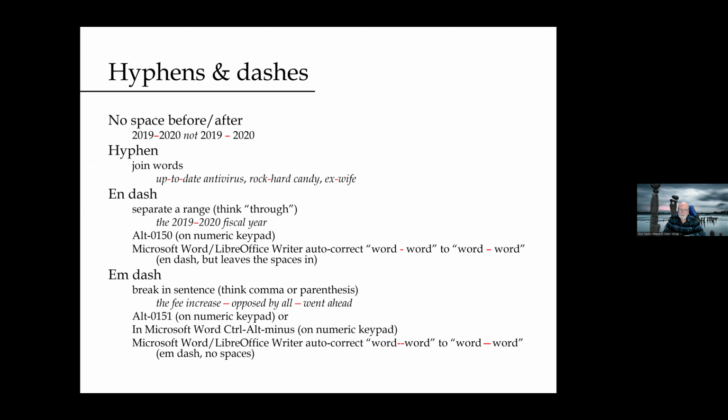An em dash is even longer, and it's a break in a sentence. So if you could replace it with a comma or parentheses, that's when you would use an em dash. So something like, the fee increase, opposed by all, went ahead. You can get that from the numeric keypad, or in Microsoft Word or LibreOffice Writer, this is an autocorrect. So if you do a word, dash dash, and another word, it'll automatically correct that to use the em dash, and it will have no spaces on it.